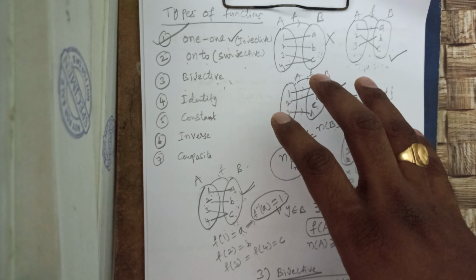So now let us go to the identity function. A function f from A to A is defined by f of x equal to x. What is the meaning of f of x equal to x? The image of every element is itself. Image of 1 is 1, image of 2 is 2, image of 3 is 3, like that. Simply we can define an identity function like this: a function which maps from one set to itself is known as an identity function.